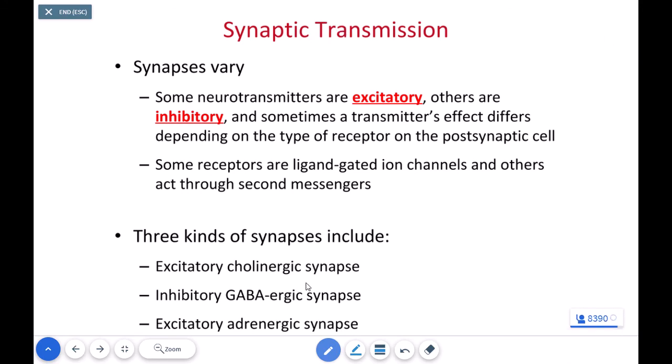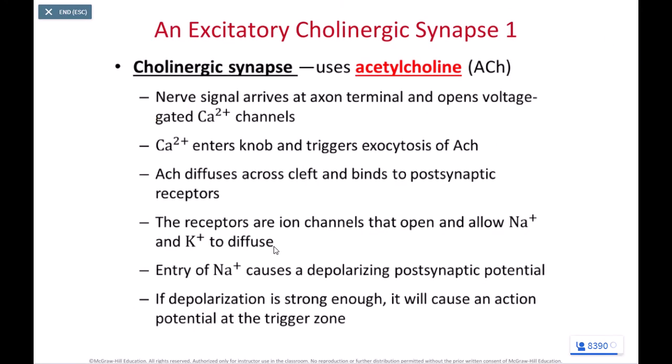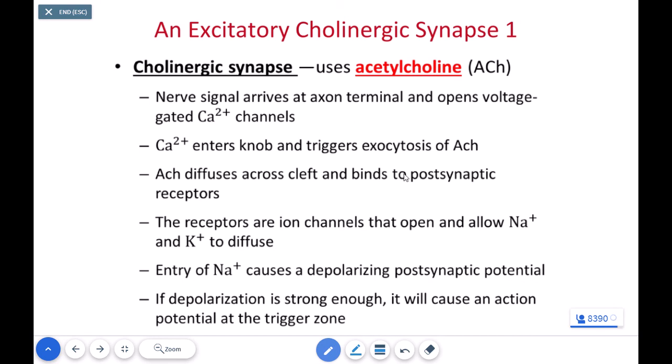So we'll talk about the excitatory, the inhibitory, and another excitatory. First, let's focus on the cholinergic synapse. These synapses primarily are going to use acetylcholine. They are the most common synapse in the skeletal system.